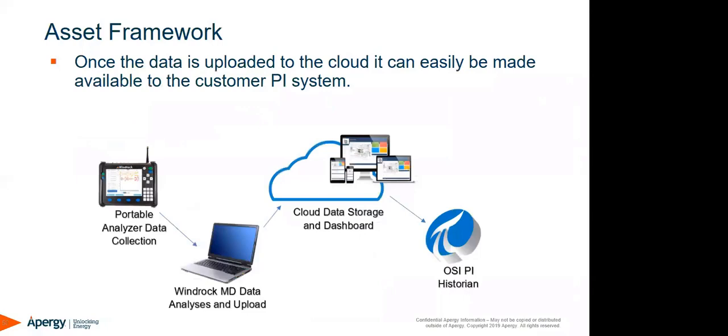Next is the asset framework. We've got lots of customers that are working towards getting all their data into their PI system. One of the big problems with the analyzer is that data is typically stored within Windrock MD. The only way to really get it out is to use Microsoft Excel, which doesn't help a whole lot. Now with the data being able to go to the cloud, data goes from your portable analyzer where you collect it in the field, you upload it to Windrock MD, send it to the cloud, and then we can create an API to go to your OSI PI historian.